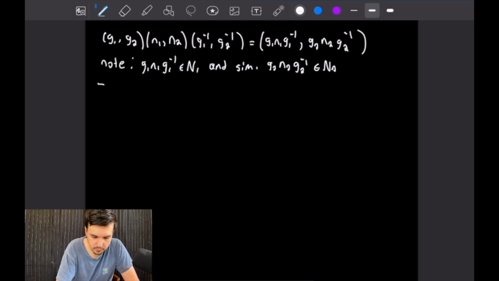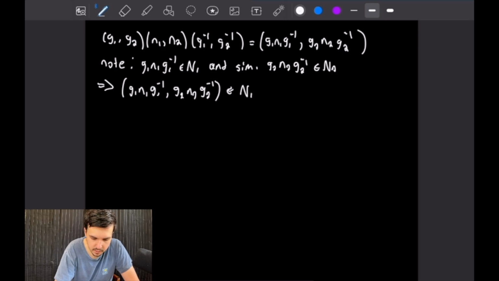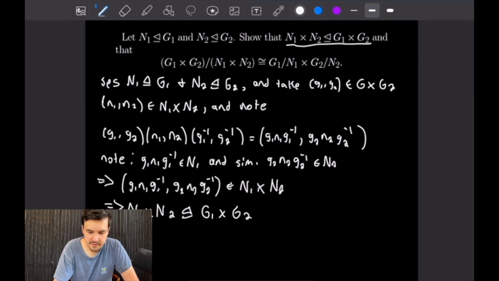But that means that our ordered pair (g1 n1 g1 inverse, g2 n2 g2 inverse) must be in N1 cross N2. But if that's the case, then we must have that N1 cross N2 is normal in G1 cross G2. So we've proven the first thing that we wanted to prove, that N1 cross N2 is normal in G1 cross G2. So now we can move on to trying to prove this isomorphism here.